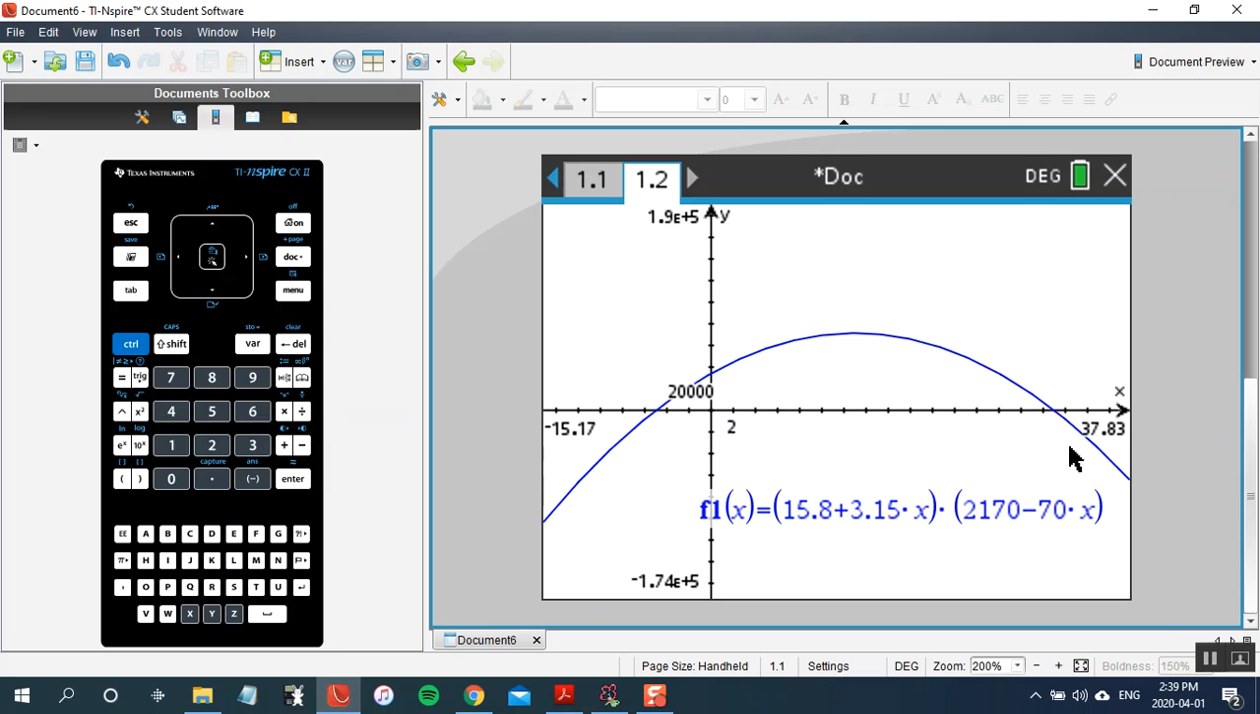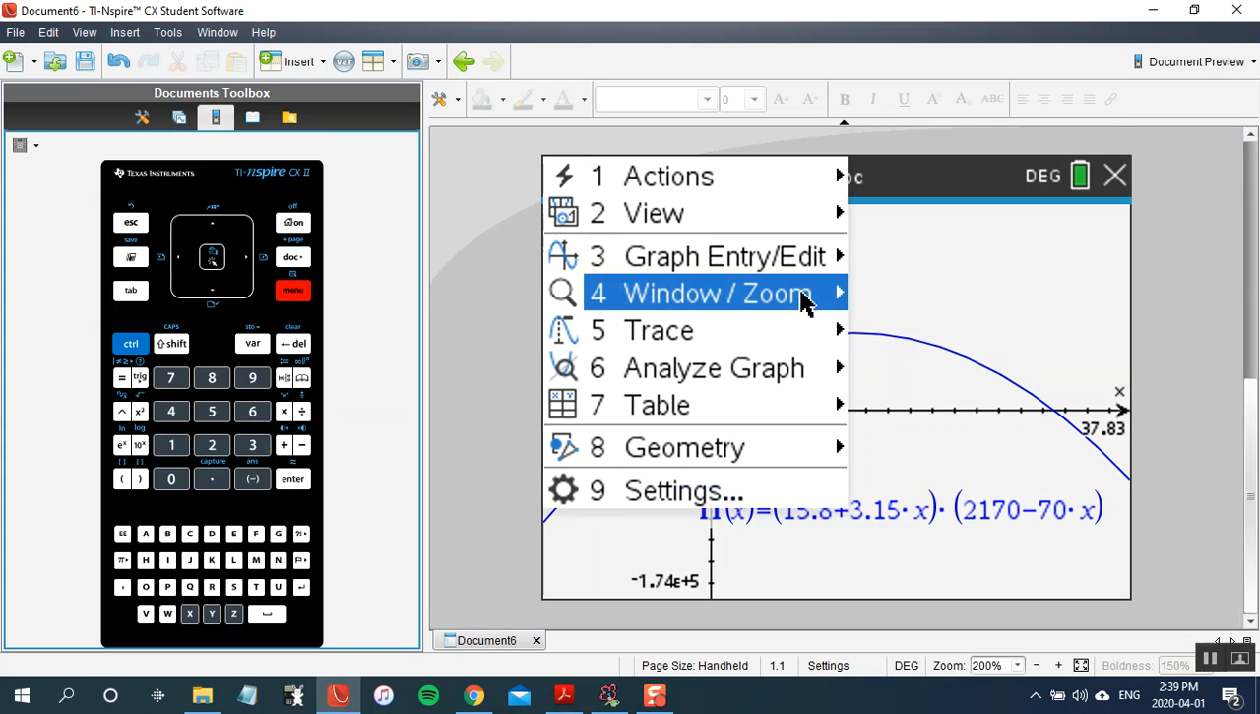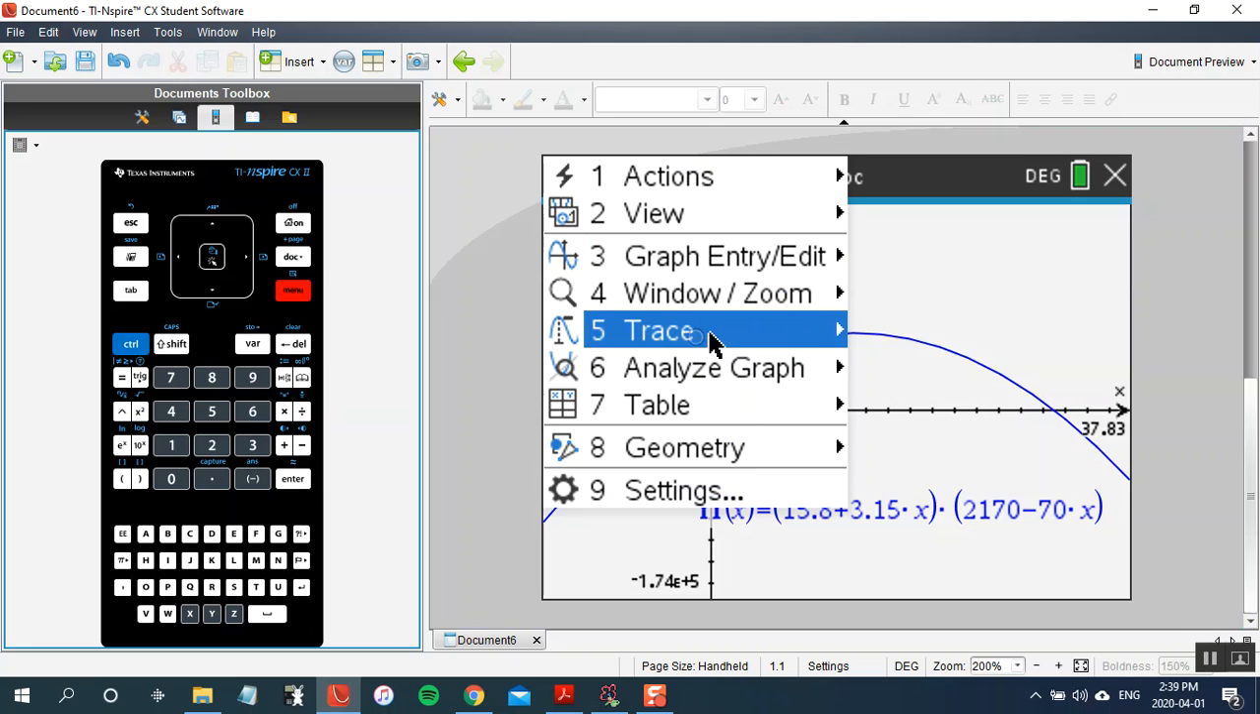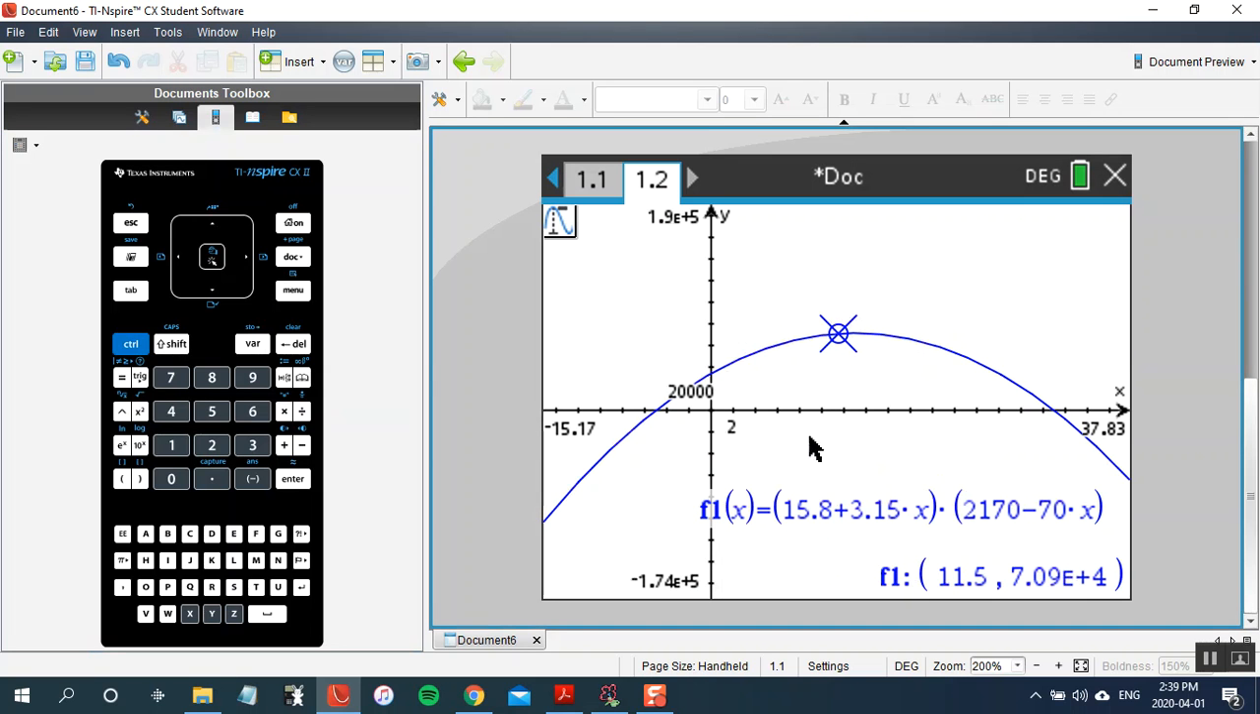And we can see an opening down quadratic that of course has a maximum value somewhere here. Well, exactly where is it? Let's use our trace feature, graph trace, and we can walk around until maximum pops up on the screen. Of course, I'm using my arrow keys there. Hit enter, and there are the coordinates of your vertex. Escape.